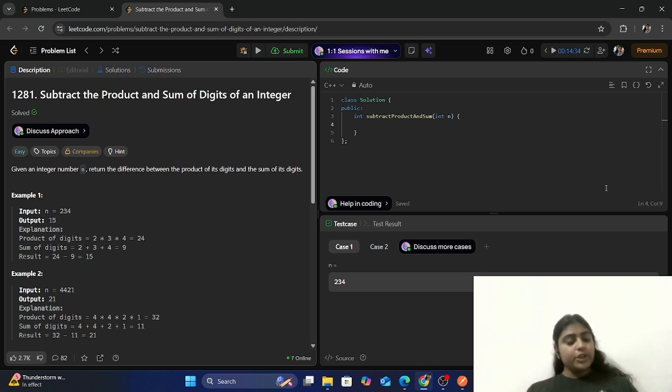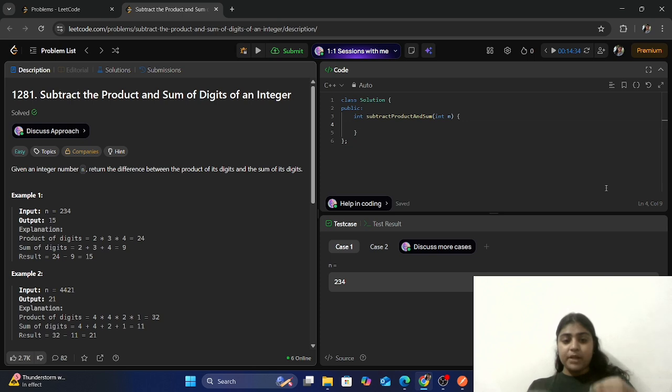Today we are going to solve LeetCode problem number 1281, Subtract the product and sum of digits of an integer. So let's understand the problem first. Here we are given an integer n and we basically need to find the product of its digits and the sum of its digits, and then return the difference between the product and the sum.